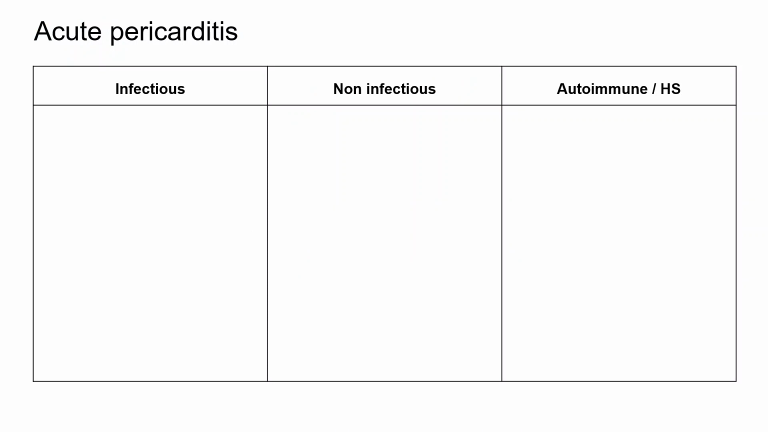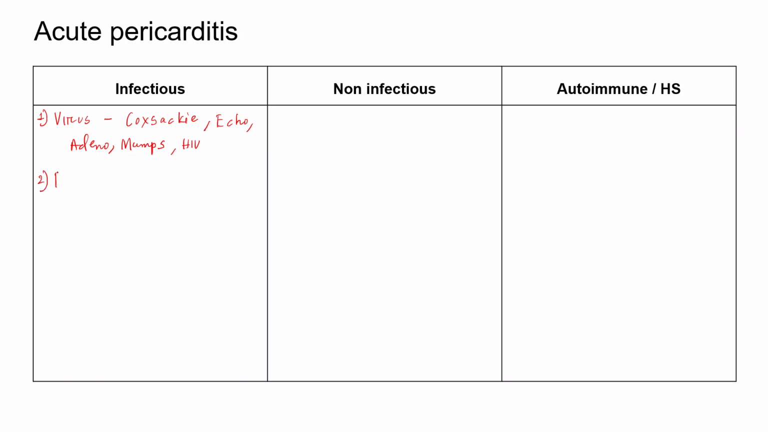Now we'll see what the causes of acute pericarditis are. It can be divided into three groups: infectious causes, non-infectious causes, and autoimmune causes. Among the infectious causes, the most important ones are viral infections. It is most likely the Coxsackie virus that causes acute pericarditis. But apart from that, there are many other viruses that can also cause it, like echovirus, adenovirus, mumps, and HIV.